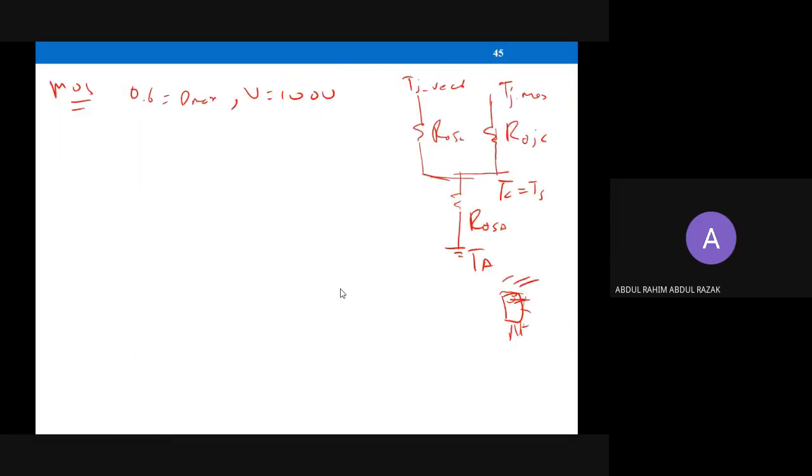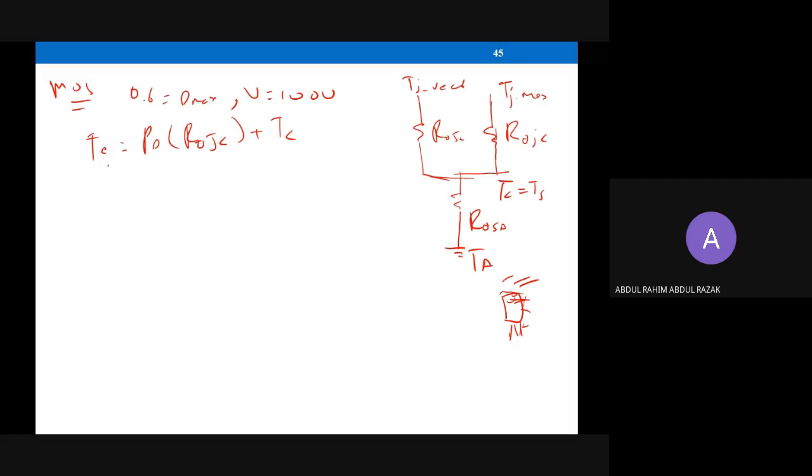So PD is 4.92 watts. So we need to find the parameters here. RJC for the MOSFET is 100, RJC already available. So what's the TC? TC is equal to PD times R thermal JC plus TC. Sorry, it's not TC, it's TJ here.